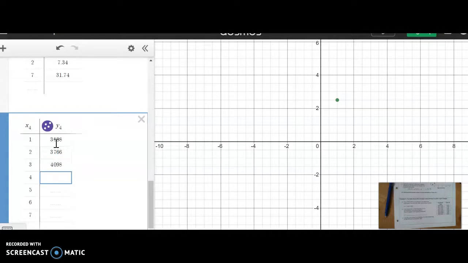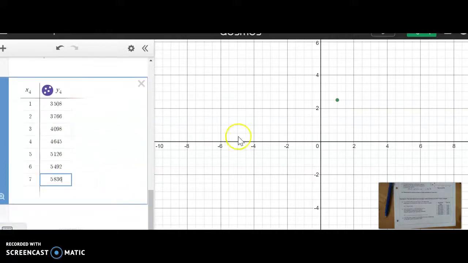Careful when you type in data. Mistyping in data will cause your linear regression to be slightly off or completely off. 5, 4, oops, like that. 5, 4, 9, 2, and 5, 8, 3, 6.